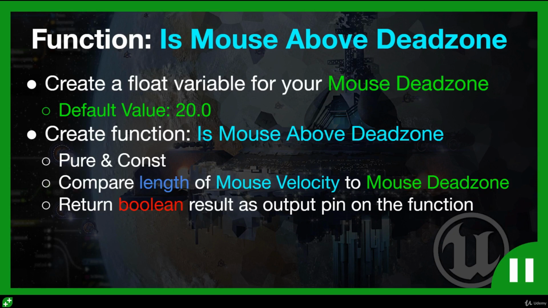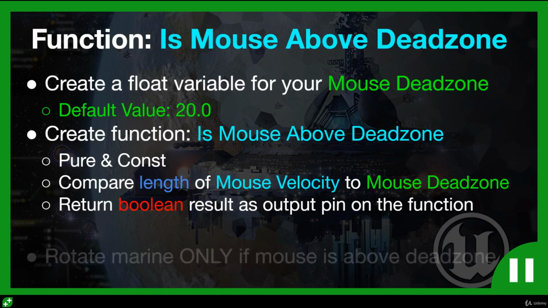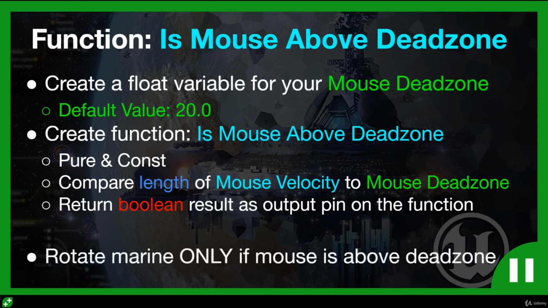Then for the final step, with your function complete, rotate the marine only if the mouse is above the dead zone. So pause here and follow the challenge, and remember, if you get stuck, you can always check your thumbstick aiming code.